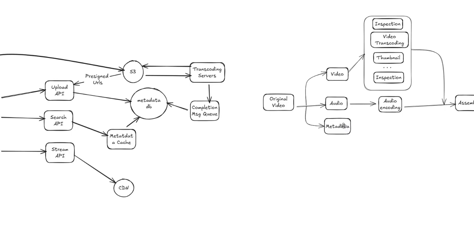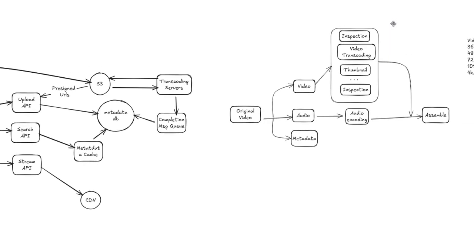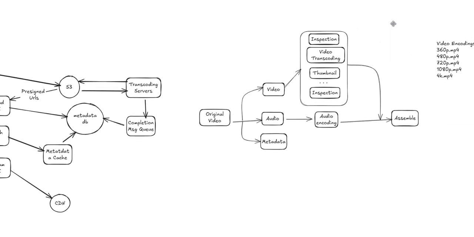Now, let's focus first on the video track. When we split out the video portion, several tasks run, like inspection, transcoding, thumbnail generation, etc. Inspection checks the codec, resolution, and frame rate. Video transcoding converts the original video into different formats like 1080p, 720p, 480p, etc. Thumbnail generation extracts keyframes for previews, watermarking if the platform needs branded content, and extras like sync detection or GIF previews.